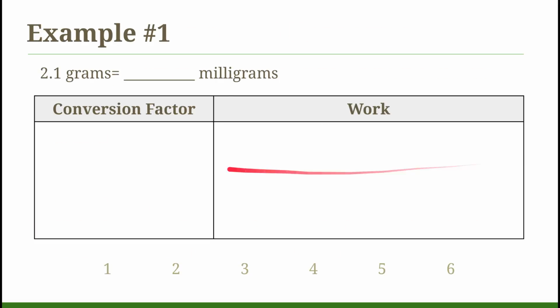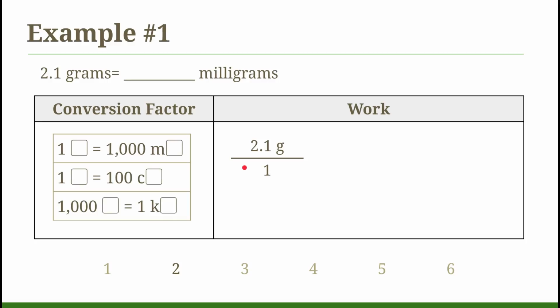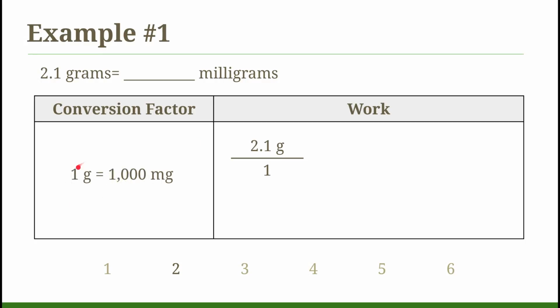So for this first example, we've got 21 grams, and we're trying to find out how many milligrams that is equal to. So our first step is to write the given number with the units over 1 to make it into a fraction. The second step is to choose which conversion factor is appropriate for this example. And so we are looking for a conversion factor that has the prefix m in it for milligrams, and that's the top one, which says 1 unit is equal to 1,000 milliunits. And so in this case, it says 1 gram is equal to 1,000 milligrams. And so that's our conversion factor, which will be useful to write down.